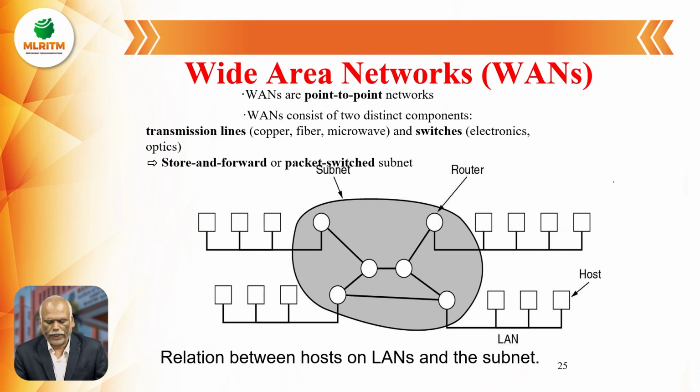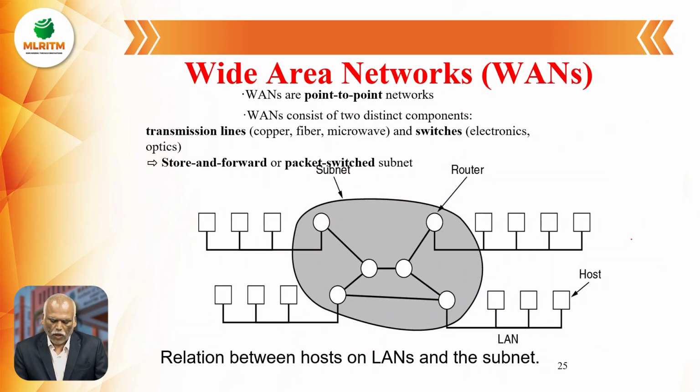Next is wide area networks. Wide area networks are point-to-point networks. They consist of two distinct components: transmission lines, such as copper, fiber or microwave, and switches, electronics and optics. This works on a store-and-forward or packet switch subnet. Mainly it uses the communication links between the routers, which form the subnet of a network. All the routers get connected by using these wide area networks.